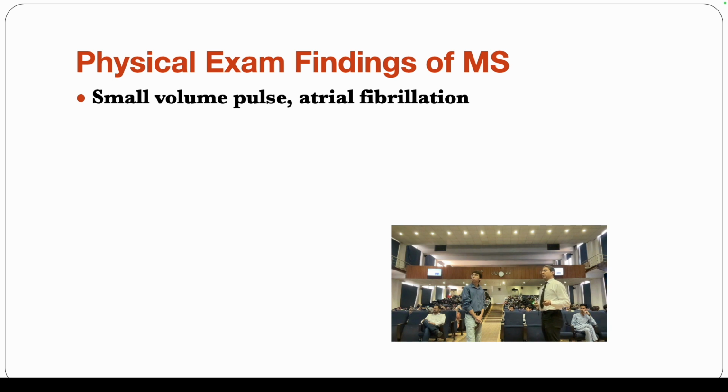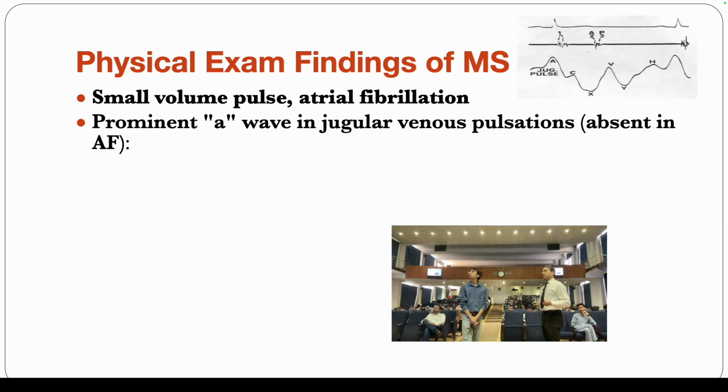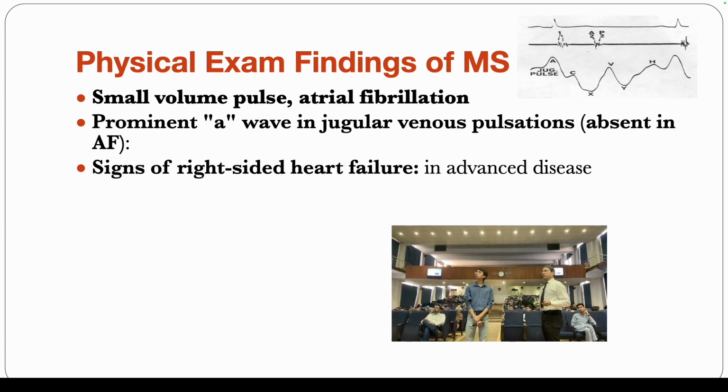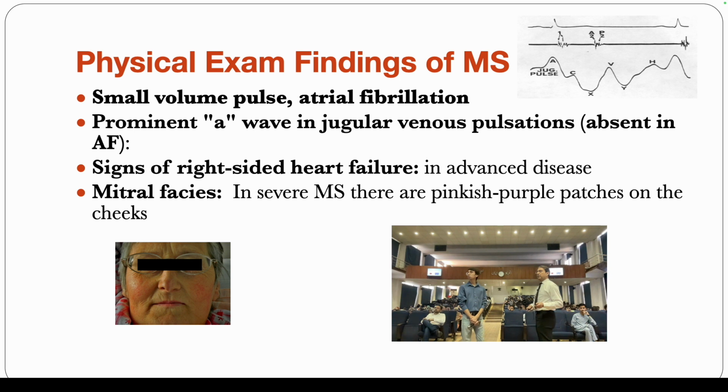Physical findings: small volume pulse, there may be atrial fibrillation. There is a prominent A wave in JVP, which is absent in atrial fibrillation. There may be features of right-sided heart failure in advanced disease. Mitral facies in severe MS are seen as pinkish purple patches in fair-colored people. They're not visible in dark-skinned people. You see, this is one.